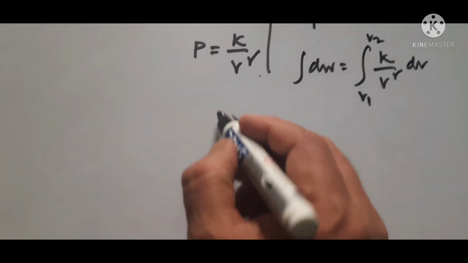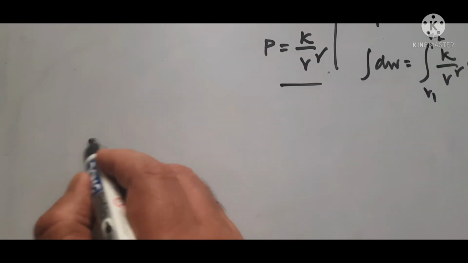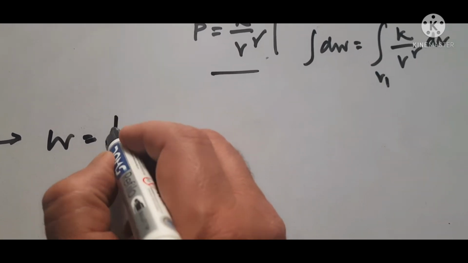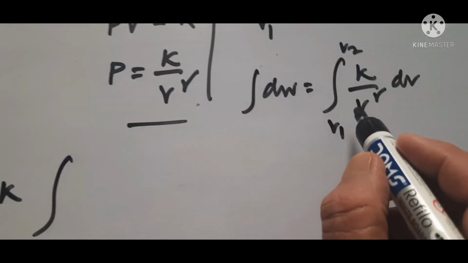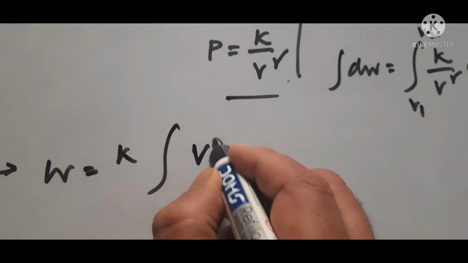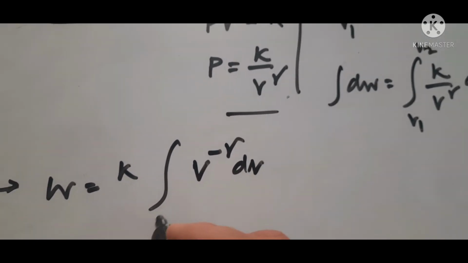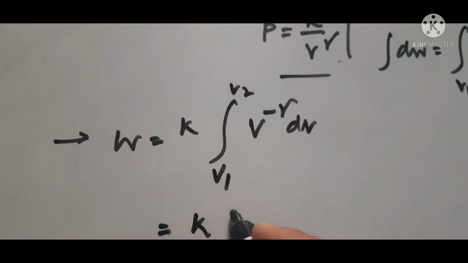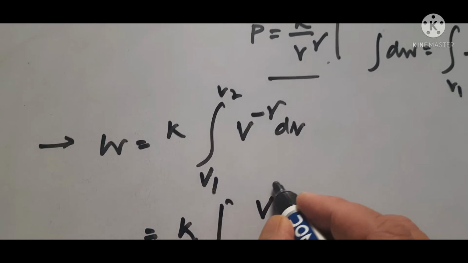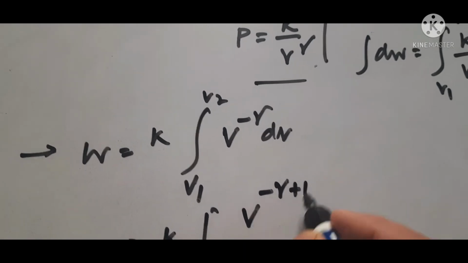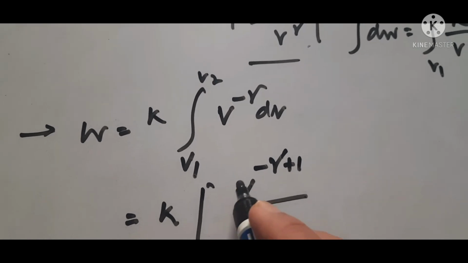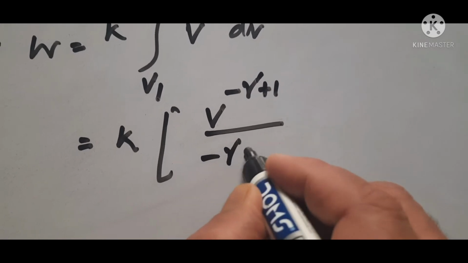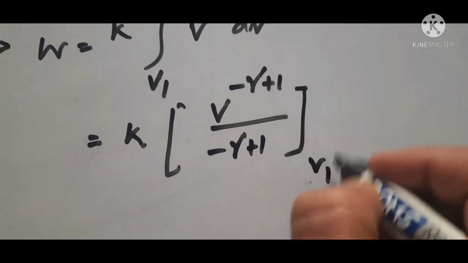So W is equal to K integration of V to the power minus gamma dV, V1 to V2, that is equal to K times the integration of this, V to the power minus gamma plus 1 by minus gamma plus 1, from V1 to V2. It is the form of x to the power n, x to the power n plus 1 by n plus 1.